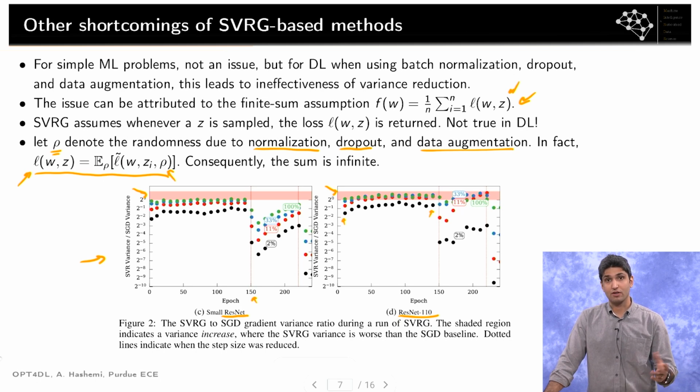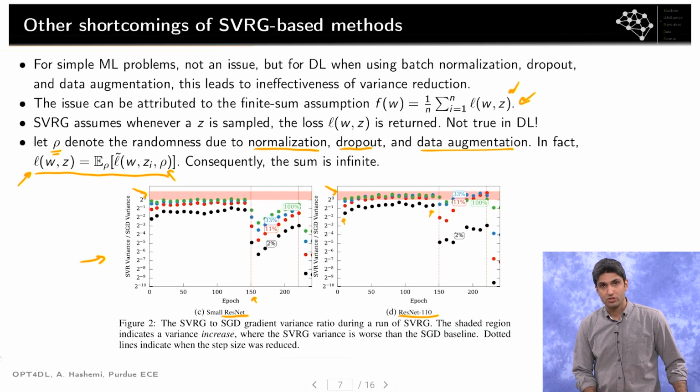Depending on, for instance, what the batch is, what the realization of the dropout method is, what the realization of the random transformation in data augmentation is. And this is something that is not accounted for in the SVRG method. That's why it's not going to be as effective in deep learning problems compared to simple machine learning problems.